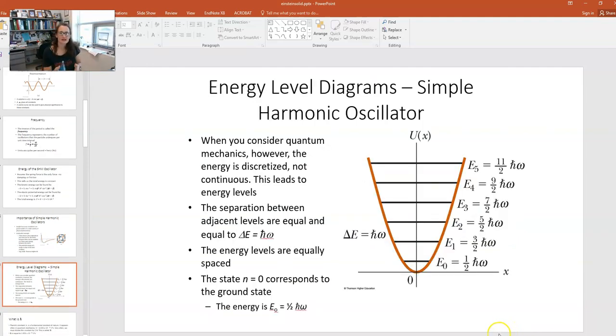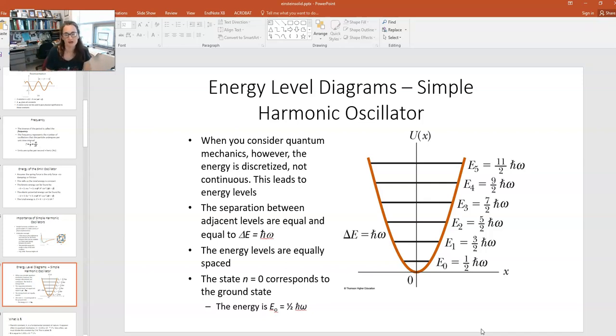Now, I said that the Einstein solid was a quantum harmonic oscillator. So this is a model from quantum mechanics. You solve the Schrödinger equation, which is the quantum mechanical equation, using the potential energy for the harmonic oscillator, 1/2 kx squared.